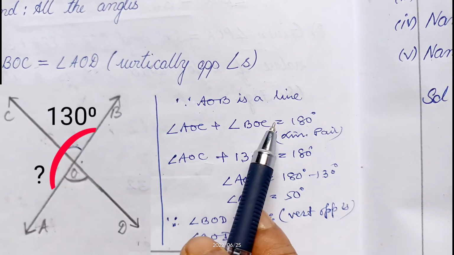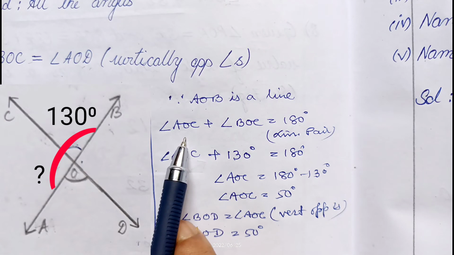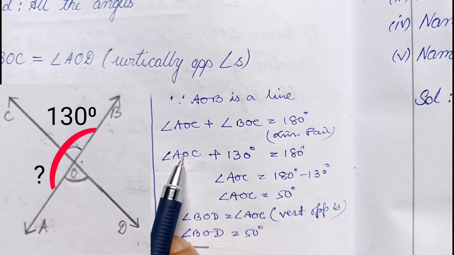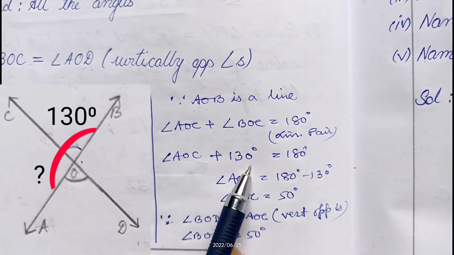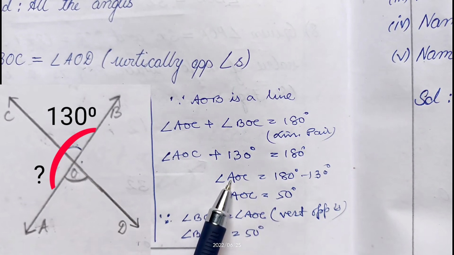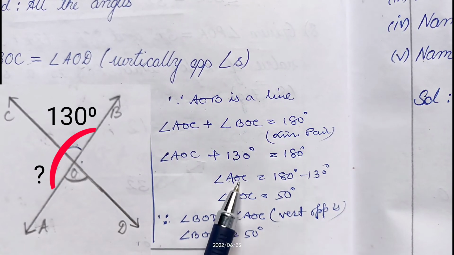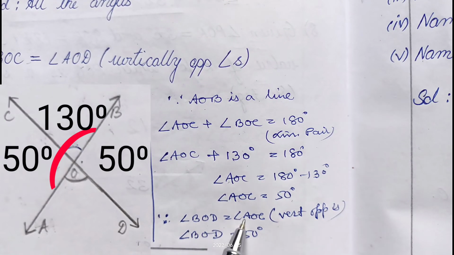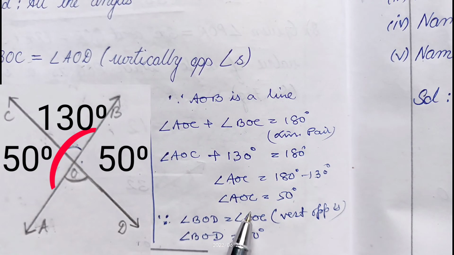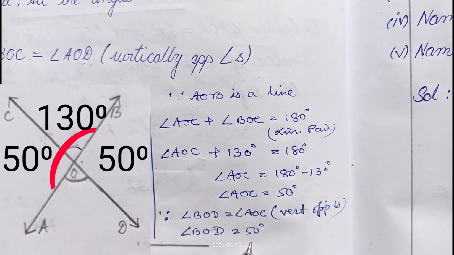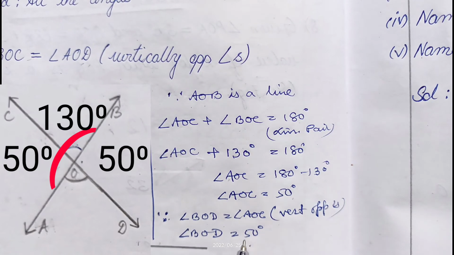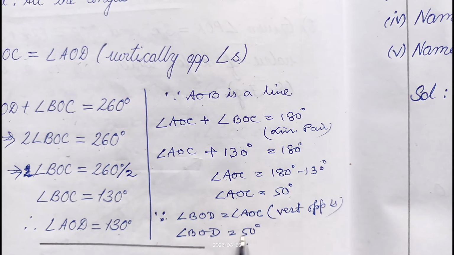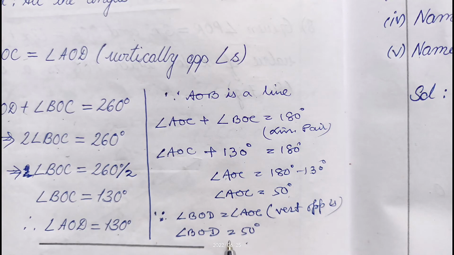Now AOB is a line. Since AOB is a line, AOC plus BOC, the sum of these two, will be 180 degree. Now AOC we don't know, BOC we already got as 130 degree, equals 180. So AOC will be 180 minus 130, 50 degree. And since AOC and BOD are vertically opposite angles, since AOC is 50 degree, angle BOD also will be 50 degree. So these are the required angles: angle BOC 130, angle AOD 130, angle AOC 50 and angle BOD 50. These are the required angles.